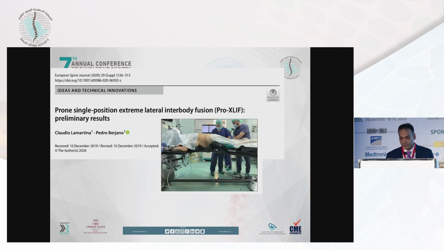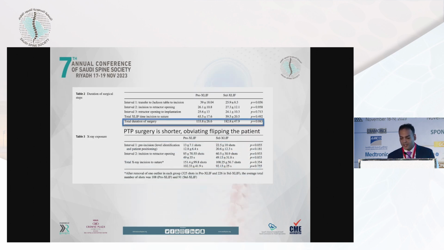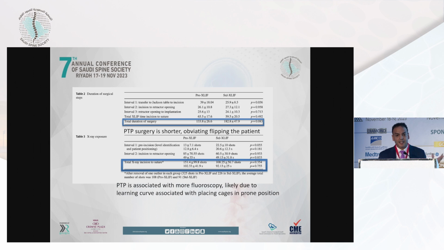This is a paper by the Italian group comparing direct lateral to prone lateral, which they call the prone XLIF. They found some very interesting things. As we would expect, the prone lateral decreases the amount of time, because you don't have to flip the patient. But one disadvantage is that it required very extensive fluoroscopy. You can imagine that if you're trying to do a prone lateral and the C-arm is in your way, that's very difficult to do.